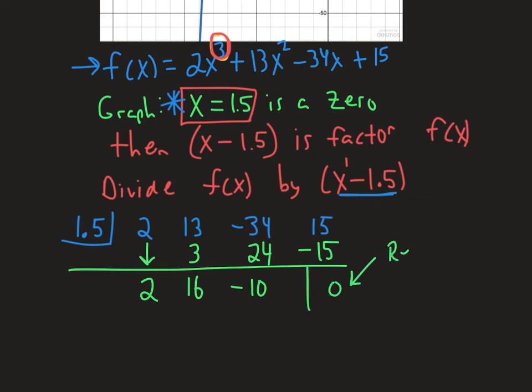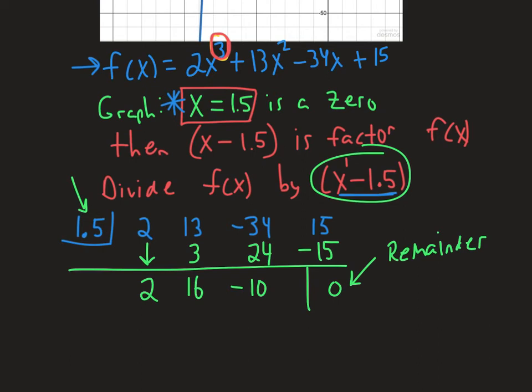That's a must. If you don't get a 0 there, then something's wrong. Because again, we knew x minus 1.5 was a factor. So when something is a factor, it should go into it with no remainder when you divide. So if you didn't get a 0 there, check your arithmetic or check that you used the correct number here. You didn't do the opposite or something by mistake.